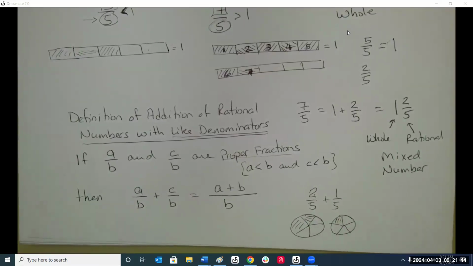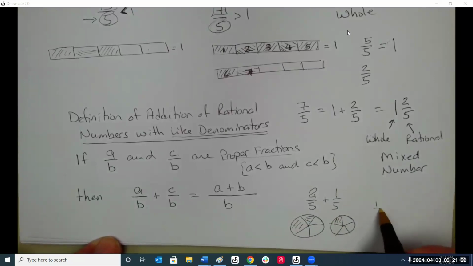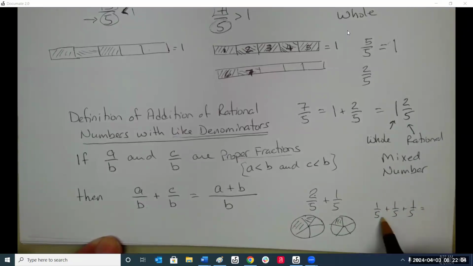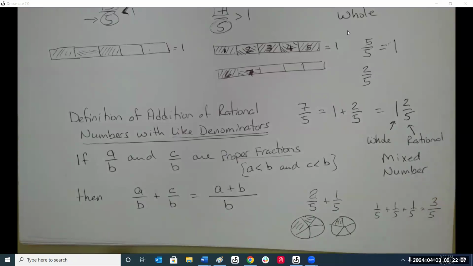Each piece is how big? Yeah, each piece is 1/5 of the entire picture. So I have 1/5, another fifth, and another fifth. So it's 1/5 plus 1/5 plus 1/5. They're all fifths. I have 3 of those fifths. So that's how you explain it to them, because each size is going to be the same. Which is why I wouldn't work with that first one. We had the pizza that's cut into 3 pieces and the lasagna that's cut in half, because the pieces are not the same.